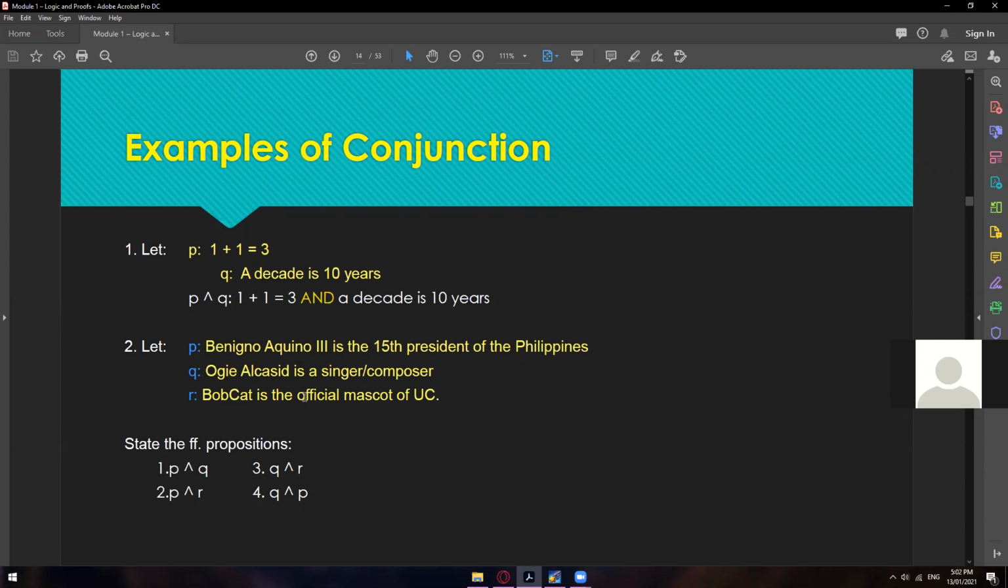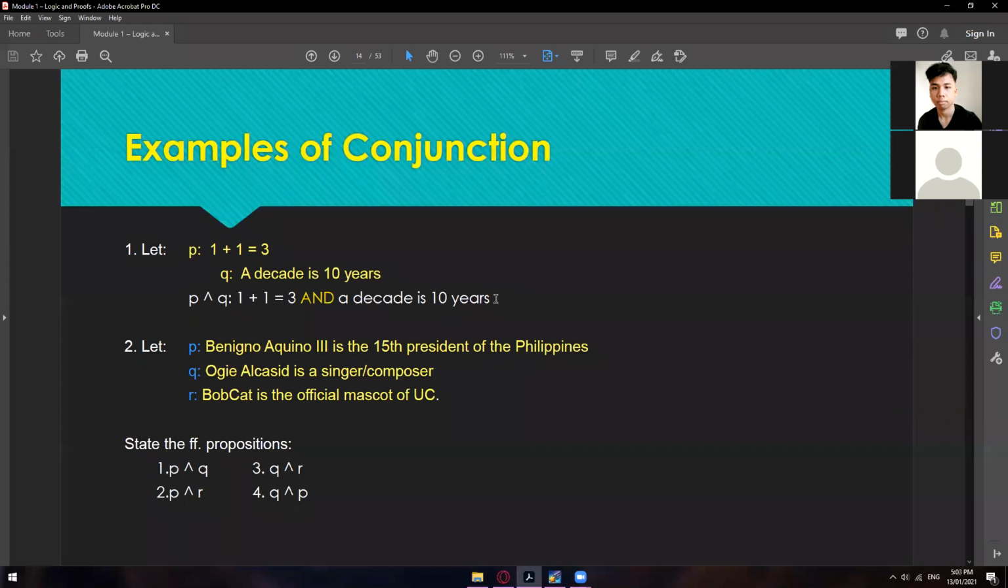State the following propositions. So, meron tayong example, number 1. Ganun lang naman, ganun lang kasimple. Hindi naman siya sobrang hirap. Mr. Velasco, are you there? Benigno Aquino III is the 15th President of the Philippines, and Ogie Alcacid is a singer and or composer. Ganun lang kasimple, di ba? Sobrang dali. This one's like for grade 5.